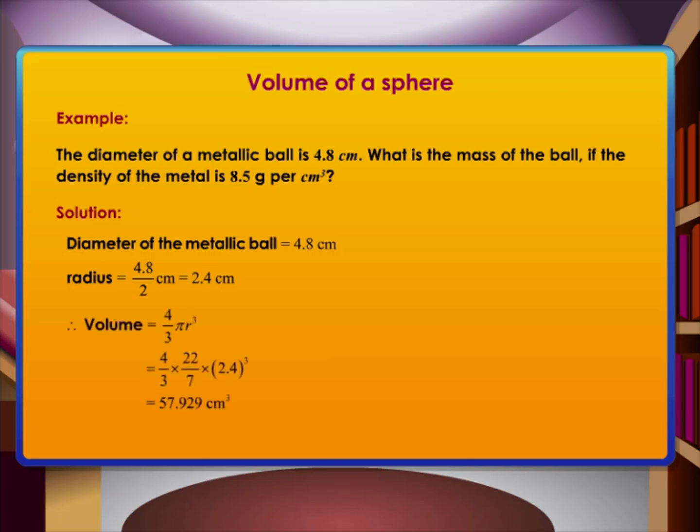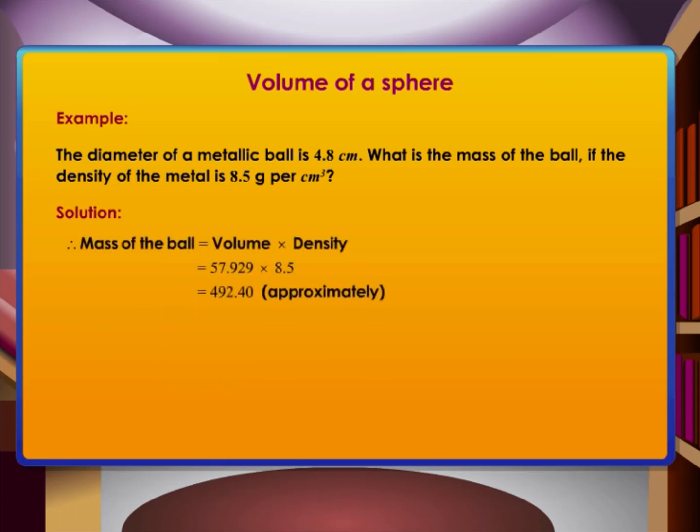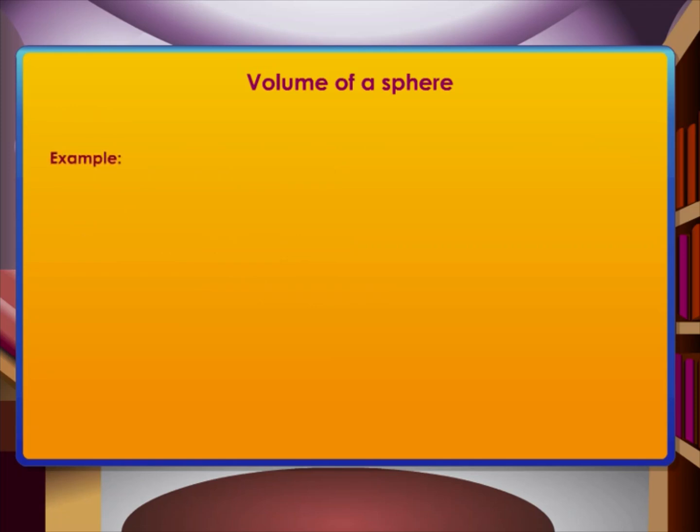Volume is equal to 4 by 3 pi r cubed, which is equal to 4 by 3 multiplied by 22 by 7 multiplied by 2.4, the whole cubed. On simplifying, we get 57.929 cubic centimeters. Given density is equal to 8.5 grams per cubic centimeter. Mass of the ball is equal to volume multiplied by density. So 57.929 multiplied by 8.5, we get 492.40 approximately. Let's see one more example.